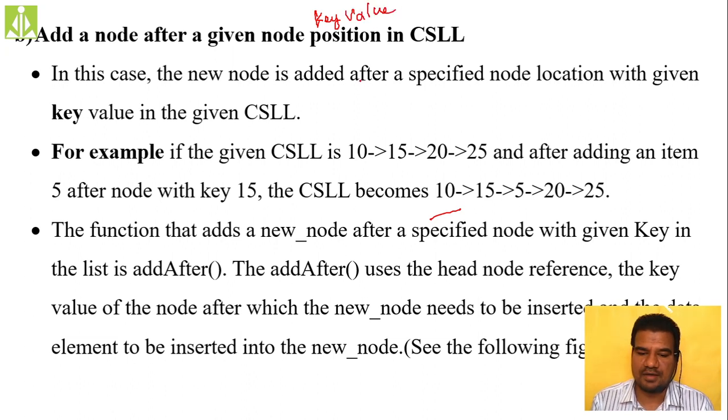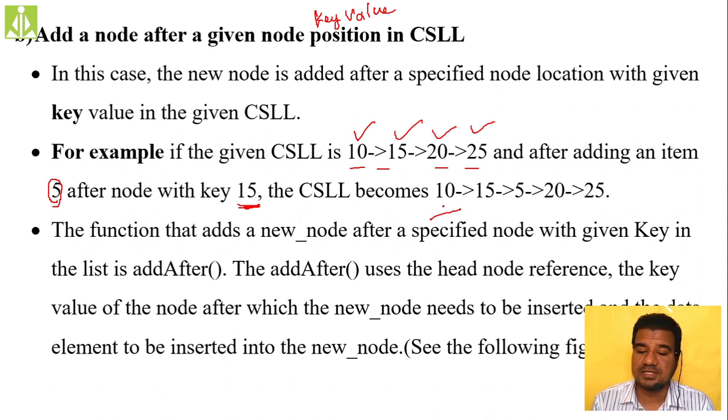Let us say you have a CSLL with some values like this, so here you will understand. Here we have 10, 15, 20 and 25. I'm adding a value 5 after the key value 15. So I have 10, 15, 20, 25, and now I'm adding this 5 after the key value 15 inside my CSLL.